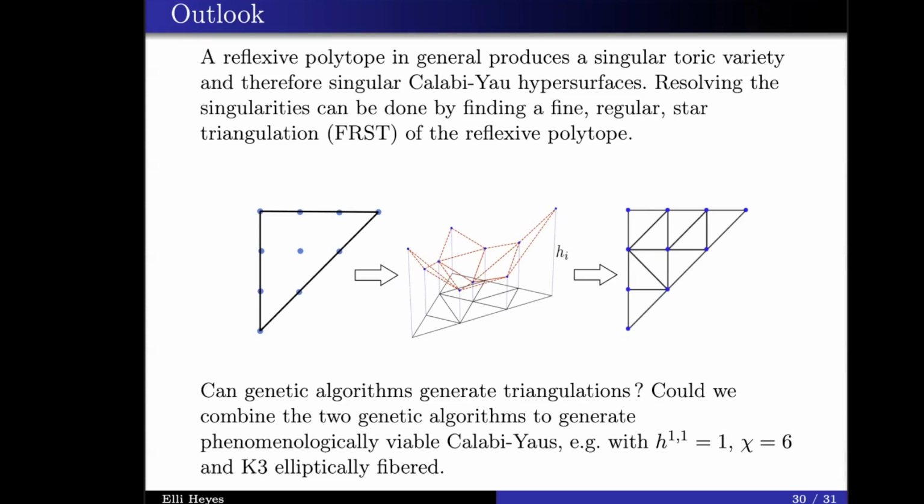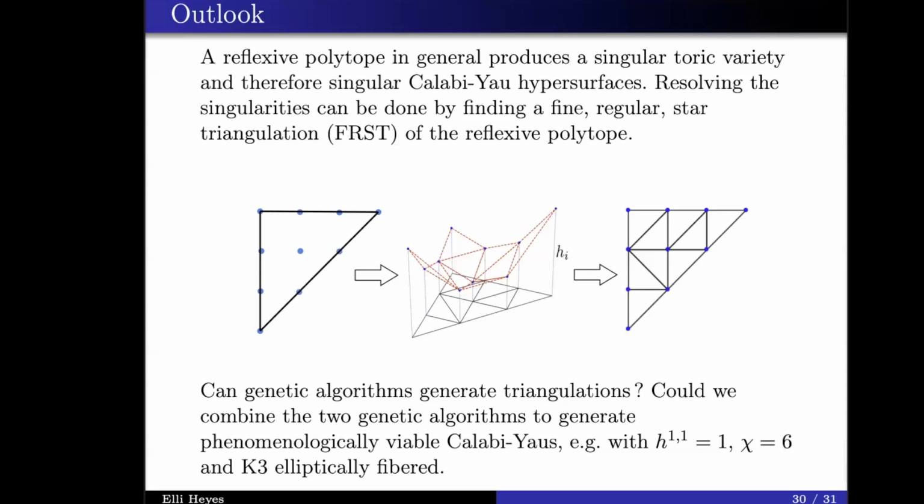Well, fine just means that every point is included in the triangulation. Regularity is the condition that you can obtain the triangulation by giving a height to every point in the polytope, raising this polytope up into one higher dimension, computing the convex hull, and then projecting down the lower faces. That's what gives you a triangulation. And finally, star means that every simplex in your triangulation contains the origin as a vertex. So this triangulation is regular by construction, but it's not a star triangulation because it doesn't contain the origin.